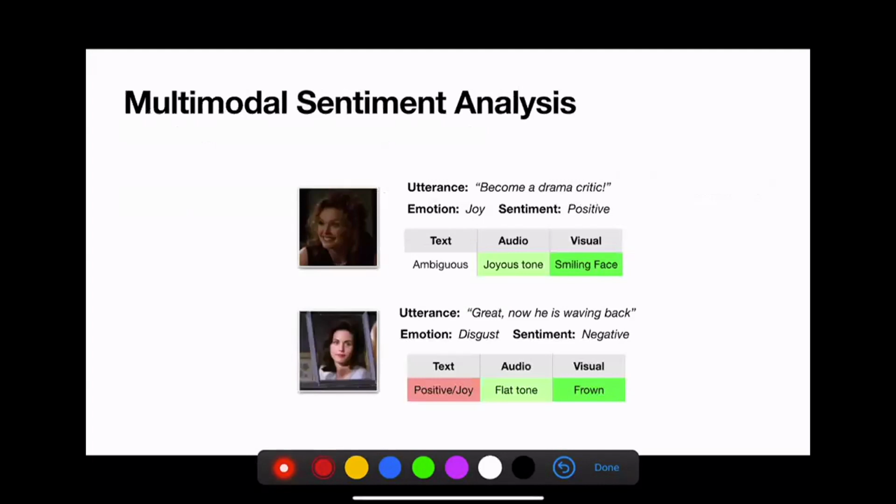Okay, so now we move on to multimodal sentiment analysis. So what is that? Multimodal sentiment analysis is basically where you have different modalities, and you combine all the modalities to predict the sentiment. As can be seen in this example, you have three different modalities: text, audio, visual, and you have different expressions expressed by the modalities, even sometimes conflicting expressions across the modalities, and your job is to combine these and predict the final sentiment.